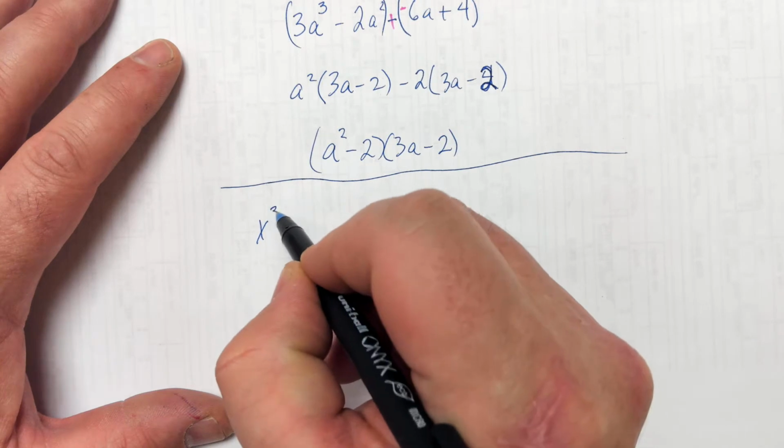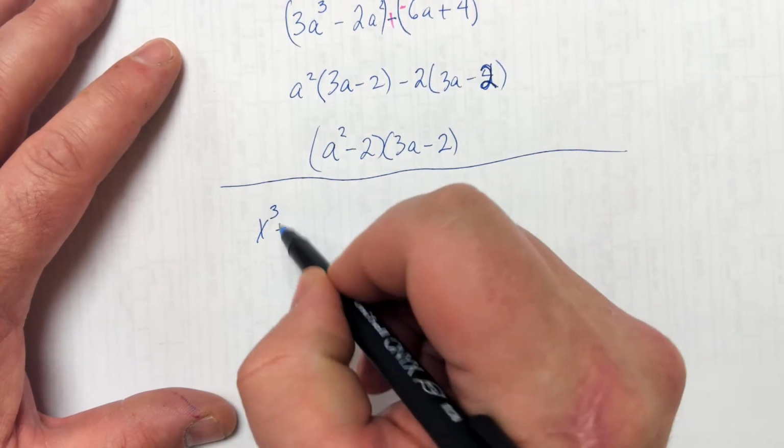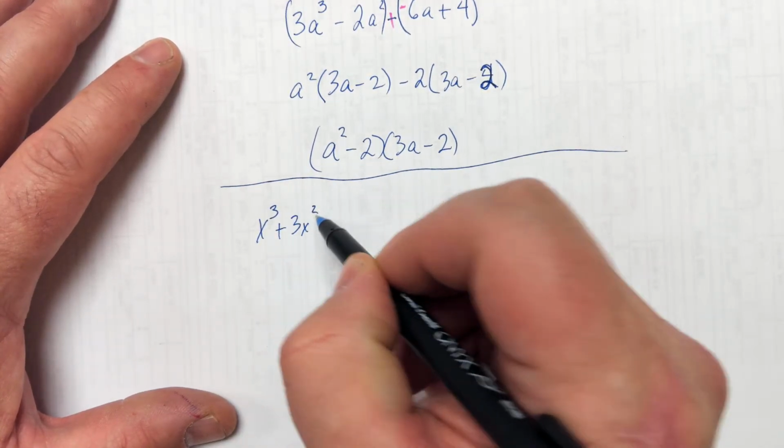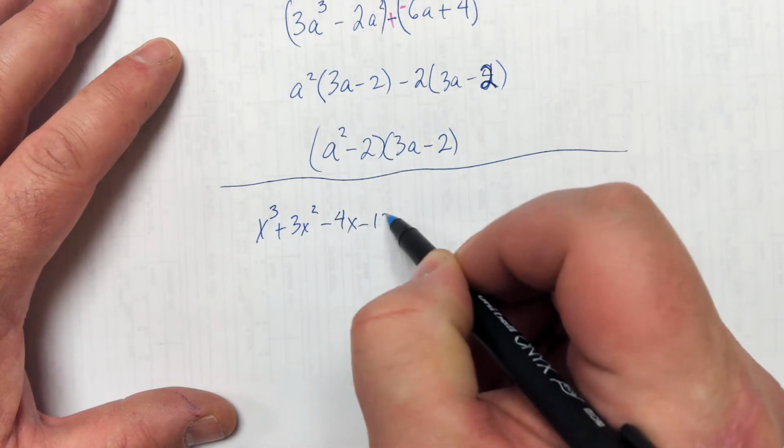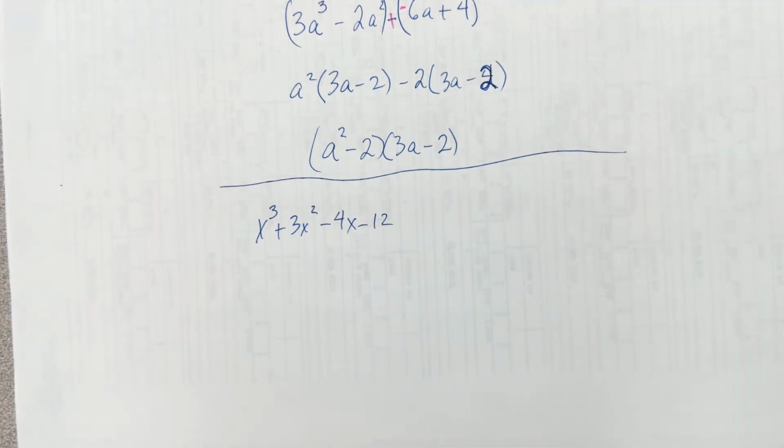This is the last one that I'm going to do with you, and then I'm going to give you guys some to practice. X cubed plus 3x squared minus 4x minus 12. Now this one's tricky. Alex, when you think you're done with this one, you're probably not. And I'll show you why. Now first of all, we got the minus right there, right?